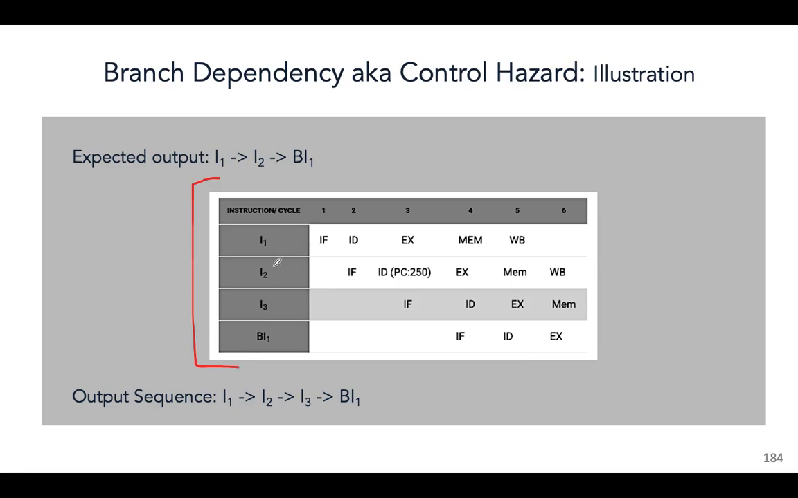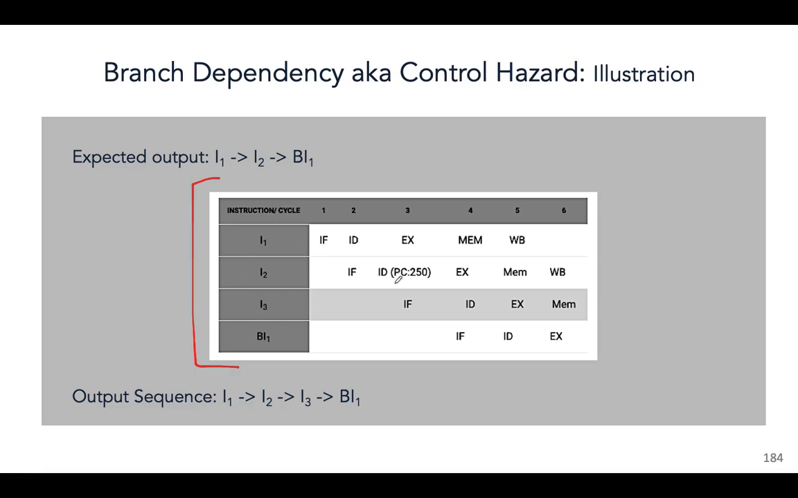These are the instructions I1, I2, I3 and BI1. In the first cycle, I1 is fetched. At the second cycle, I1 is decoded and I2 is fetched. In the third cycle, I1 is executed, I2 is decoded and I3 is fetched. Now let's see what happens.